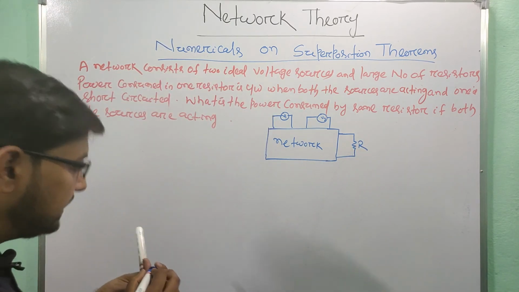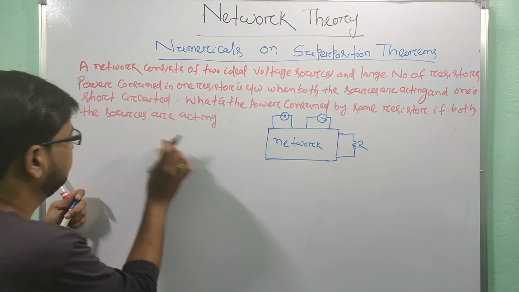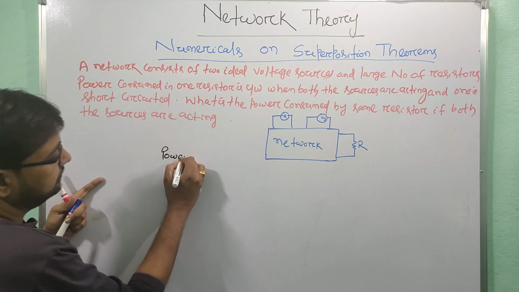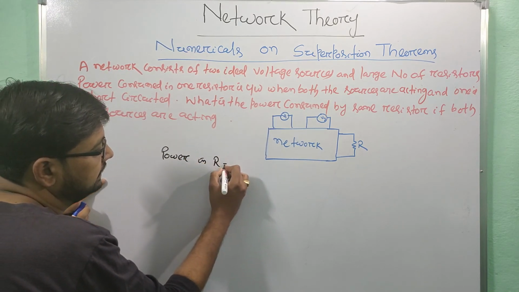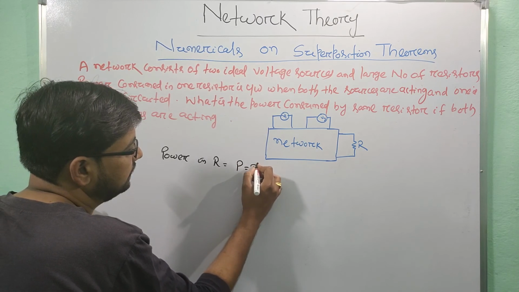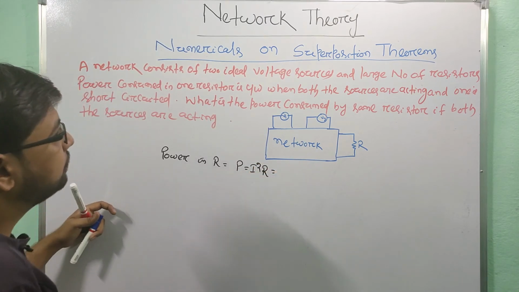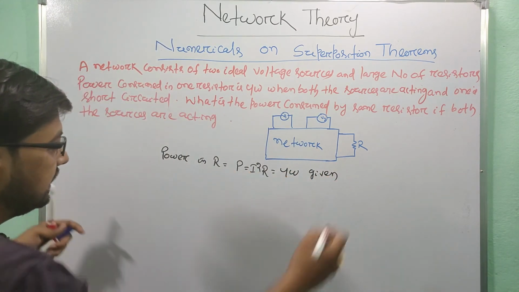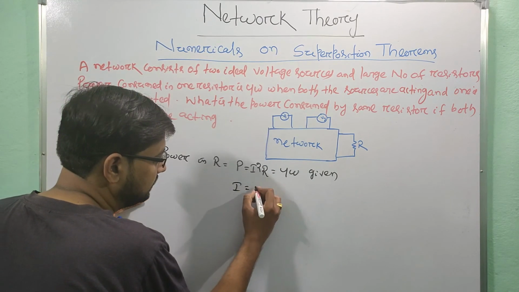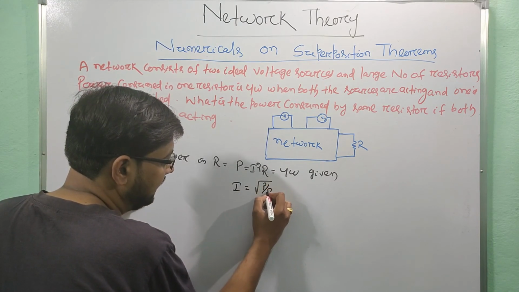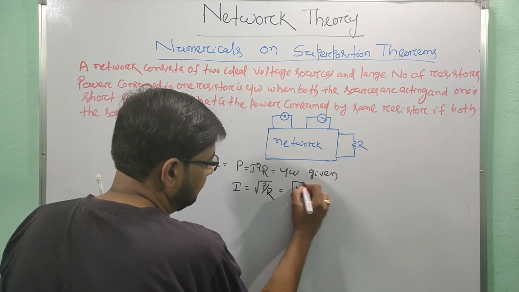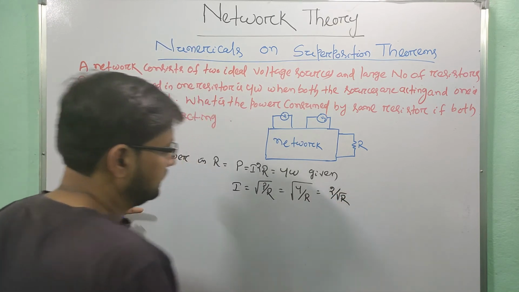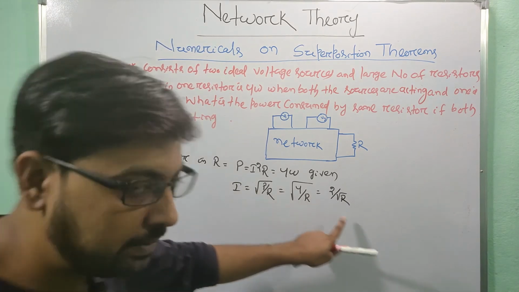So for this network, what is the power consumed in one resistor? The power in R is P is equal to I square R, that is equal to 4 watt. That is given. Okay, now this is given, then what will my current value be? I is equal to root over of P by R. So what is my P? That is root over of 4 by R, that is equal to 2 by root R. Okay, so now my value of I is 2 by root R.